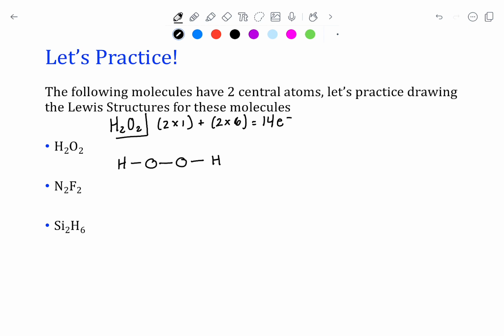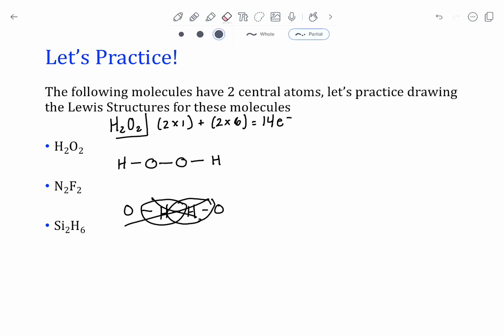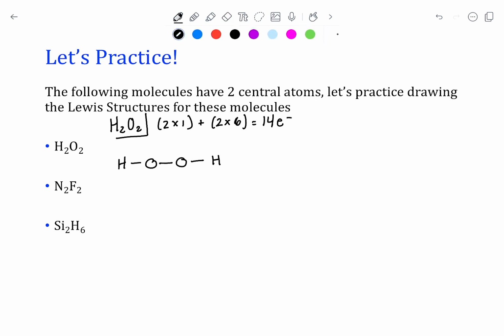What I can't draw is the hydrogen bonded to a hydrogen with an oxygen and an oxygen, because remember, this hydrogen now has 2 bonds, and hydrogen will only bond once. So this will not be our structure. Let's just erase that out of our minds. Hydrogen will never make more than 1 bond. Okay, so that's our structure.